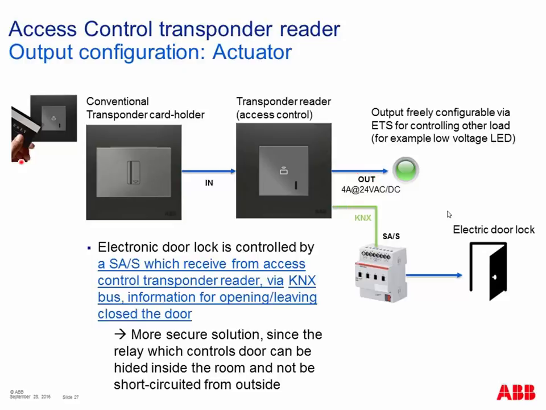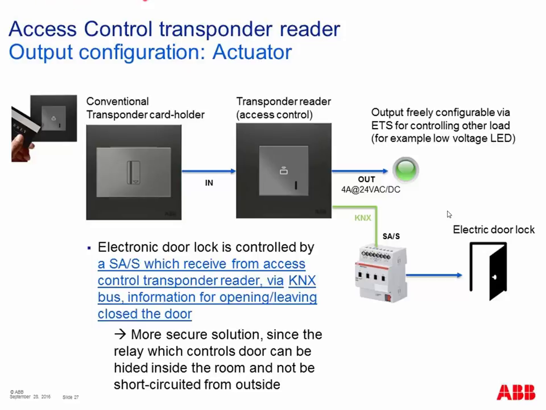So this means that when you put the card near the reader, the reader is able to send one communication object, one KNX telegram, to the switch actuator, for example, an external switch actuator that can control the electric door lock. This could be an advantage in terms of security when, for example, the hotel owner doesn't want to have the output which controls the door directly on the device, since maybe he's afraid that someone can open the device and short circuit. Okay.